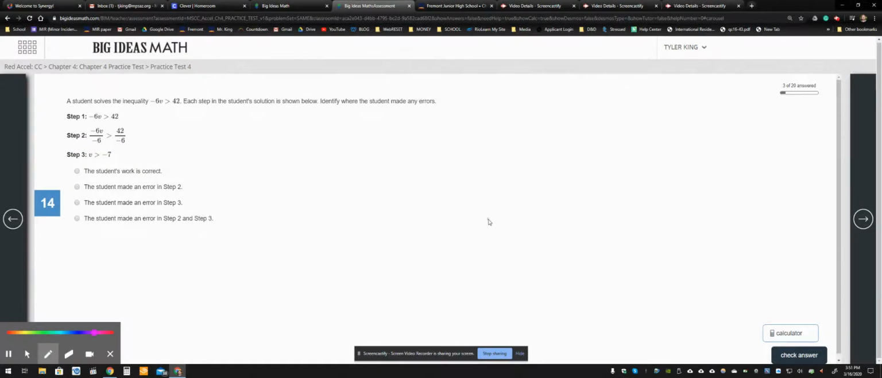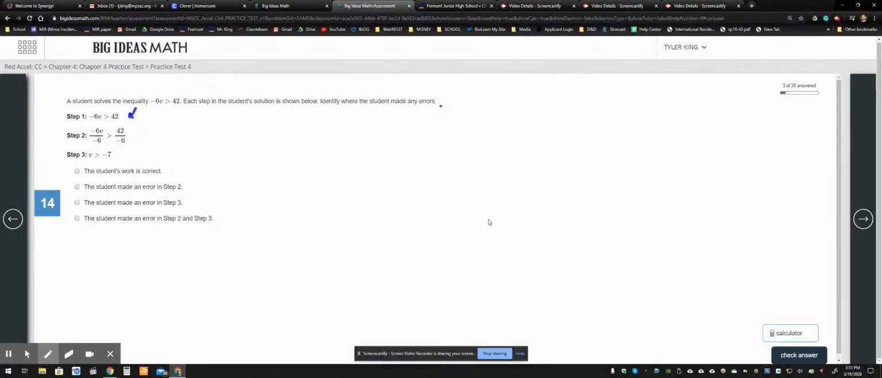Okay, so taking a look at this, a student solves the inequality negative 6v is greater than 42. Each step in the student's solution is shown below. Identify where the student made any errors. Okay, so step one, they wrote down the problem, negative 6v is greater than 42, so it doesn't look like they have made any mistakes yet.